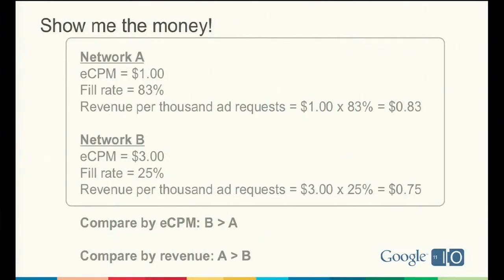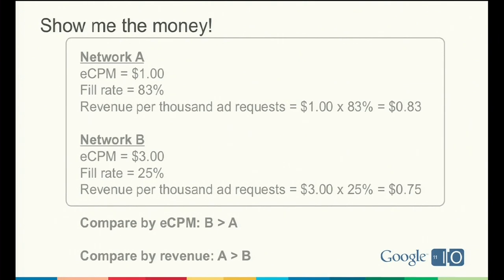So let's combine all these terms that I've been talking about into a more complicated scenario. In this scenario on the screen, Ad Network A is offering you a $1 ECPM. That is $1 for every 1,000 ad impressions. They're offering you an 83% fill rate. So your expected revenue per 1,000 requests is going to be $1 multiplied by 83%, or 83 cents. So for every ad request, you're going to make 83 cents.